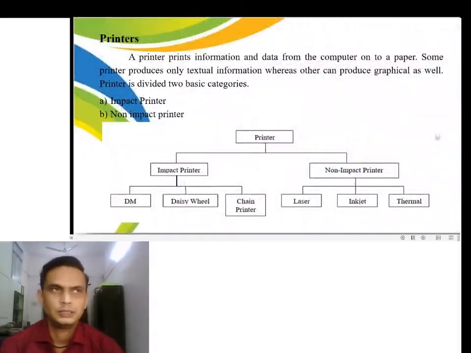Next output device is hard copy devices. The first hard copy device is the printer. A printer prints the information and data from the computer onto paper. Some printers produce only textual information, whereas some produce graphical as well. On the basis of these, we have two types of printer, that is impact printer and non-impact printer. As shown in the figure, the impact printer has some types, that is dot matrix, daisy wheel, and chain printer, and non-impact printer has laser, inkjet and thermal printer.